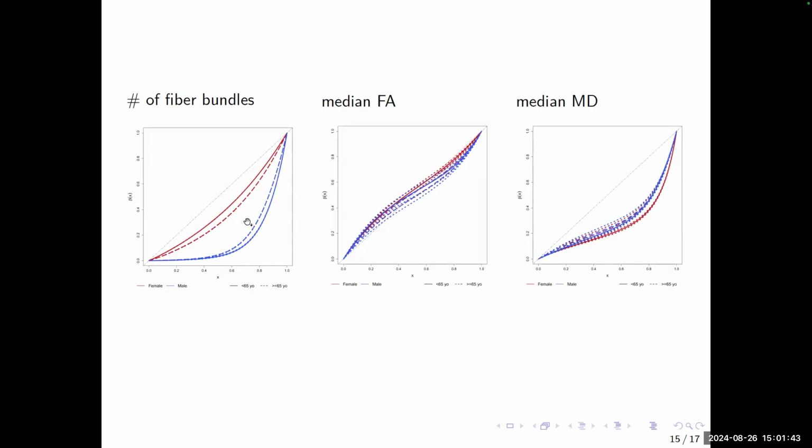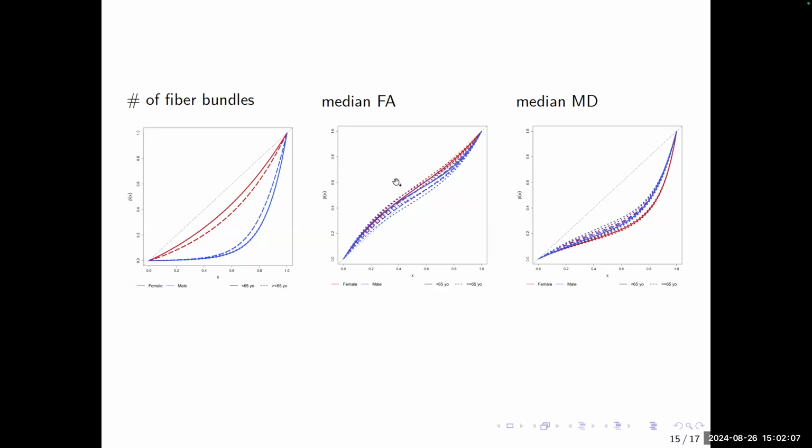Sorry, the red curve is the female, and the blue curve is the male, and the solid line is less than 65 years old, and the dashed line is over 65. So we see difference between male and female, and also between the two age groups. So basically, we can say that when we look at the association between structural connectivity and functional connectivity, there is difference between those.